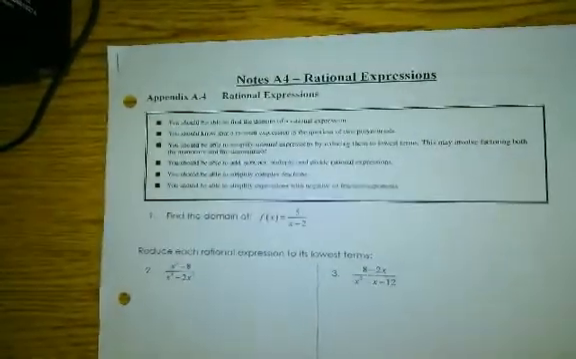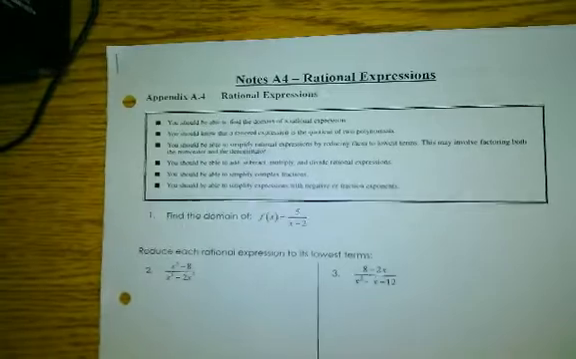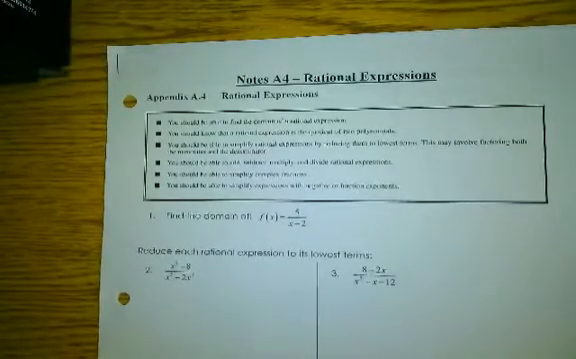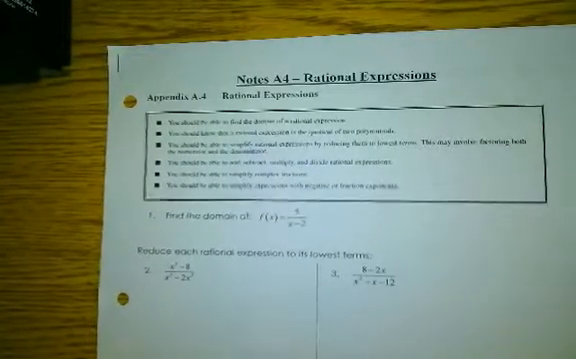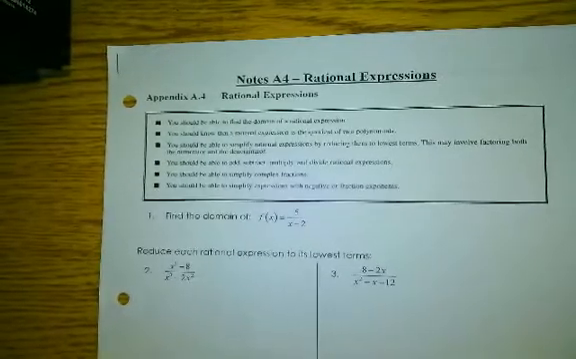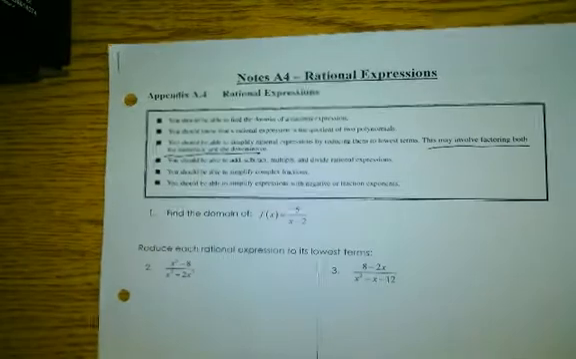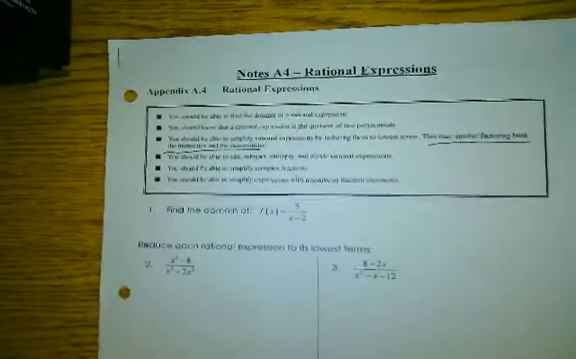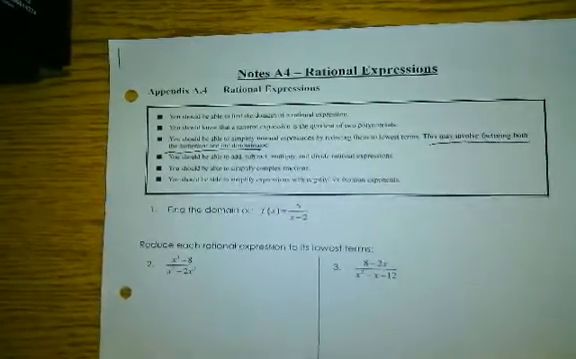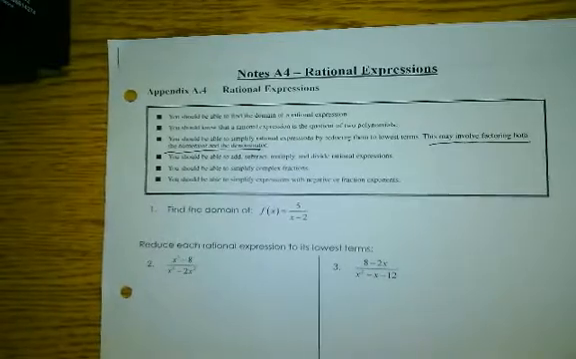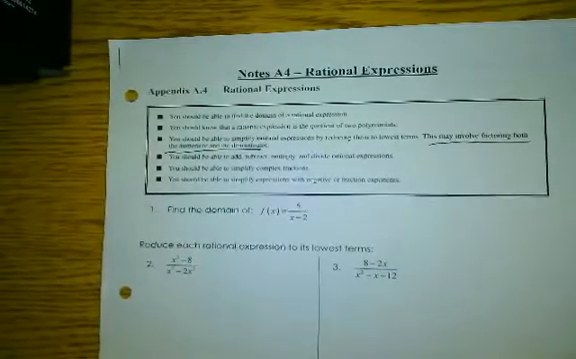You should know that a rational expression is the quotient of two polynomials. You should be able to simplify rational expressions by reducing to the lowest terms. This may involve factoring both the numerator and the denominator. You should be able to add, subtract, multiply, and divide rational expressions. You should be able to simplify complex fractions.